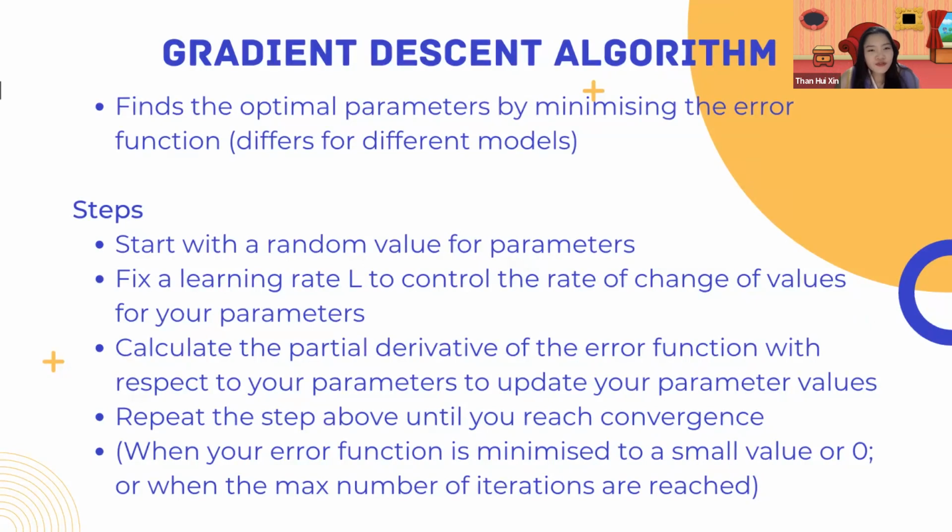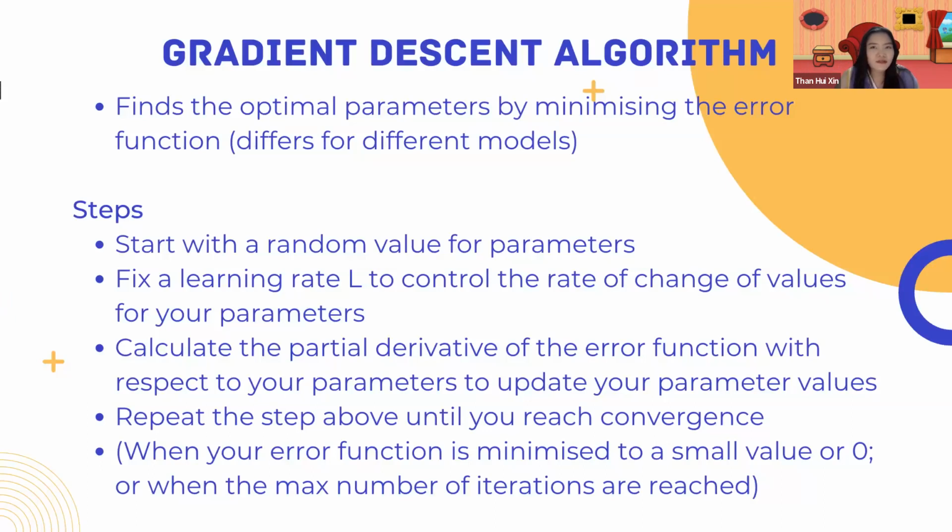But basically, you first initialize your parameter values. So for example, you can start at any random values, and then afterwards you can fix this learning rate. And this learning rate is very important. I'll explain a bit more later, but basically you fix this learning rate first to control the rate of change for your values for your parameters. And then afterwards, you'll calculate the partial derivative of your error function. As I mentioned, the error function differs for all different models. Like logistic, it will differ, CNN, it will differ, but you want to calculate your partial derivative with respect to your parameters to keep updating your parameter values.